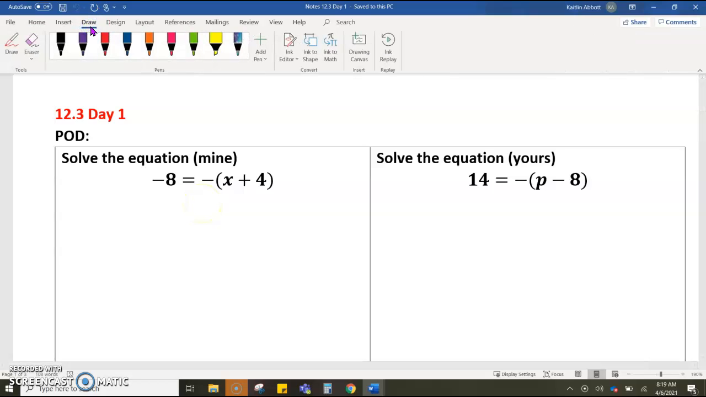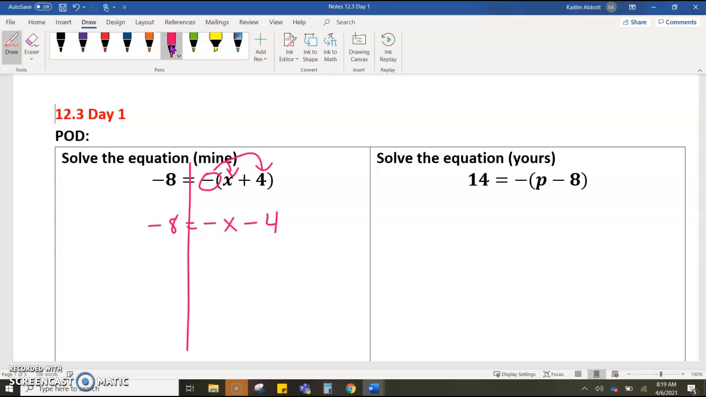So we have -8 equals a negative times x plus 4. So we are going to distribute that negative to both terms on the inside. So I'm going to bring this with my problem. It's going to be -8 equals negative times x gets me negative x, negative times 4 gets me negative 4.